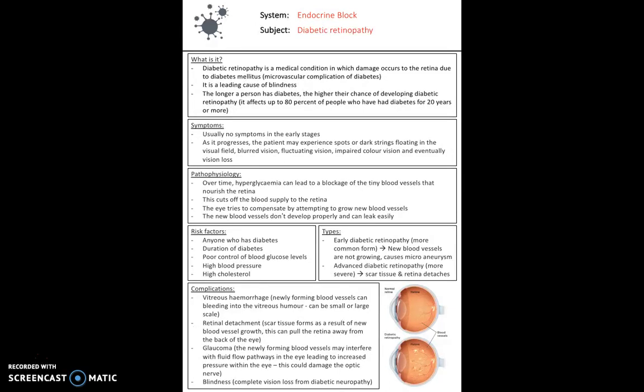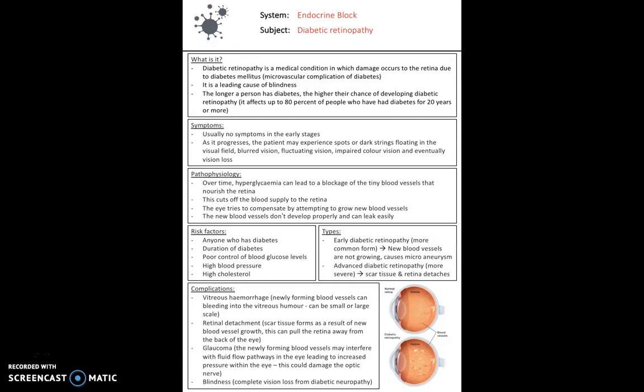Now I'm going to take a look at the microvascular complications of diabetes. These are retinopathy, neuropathy and nephropathy. So diabetic retinopathy is a condition which damages the retina due to having diabetes mellitus, and it is actually the leading cause of blindness. So the longer a person has diabetes, this increases their risk of developing diabetic retinopathy significantly. And it actually affects 80% of people who've had diabetes for 20 years or more, so it's a really common complication.